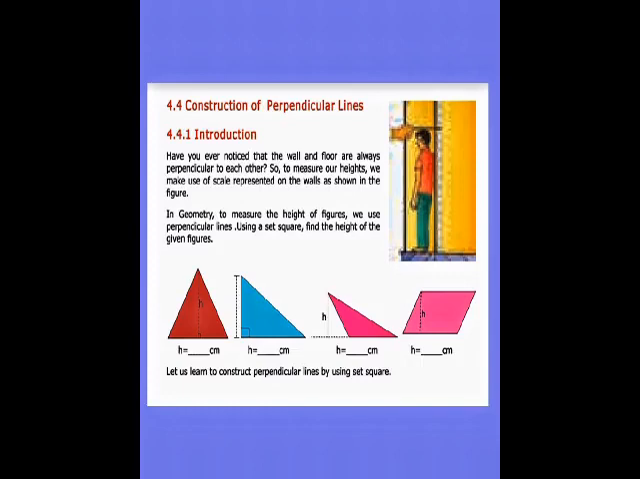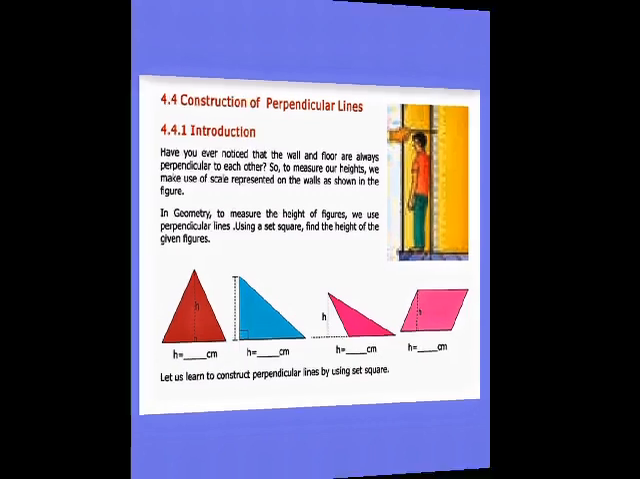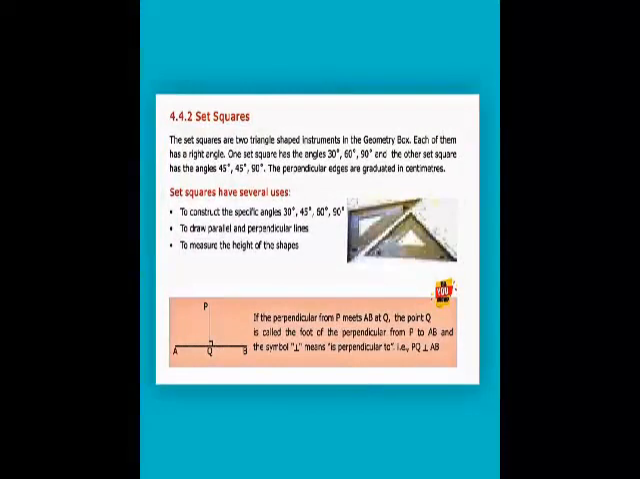In geometry, to measure the height of a figure, we use perpendicular lines. Using a set square, we find the height of the given figure. We are going to construct the perpendicular line by using a set square. So what is a set square? The set squares are two triangle-shaped instruments in the geometry box. Each of them has a right angle.